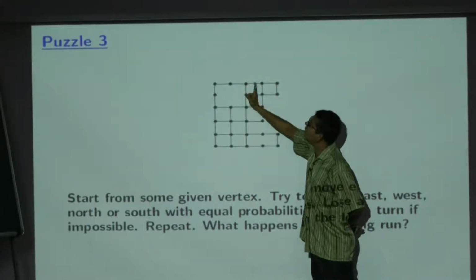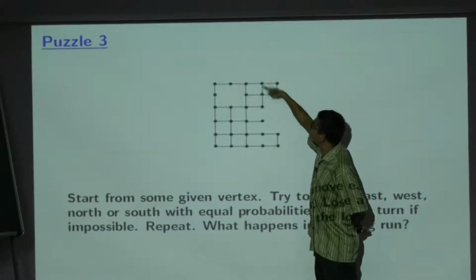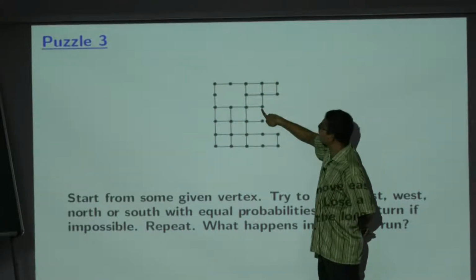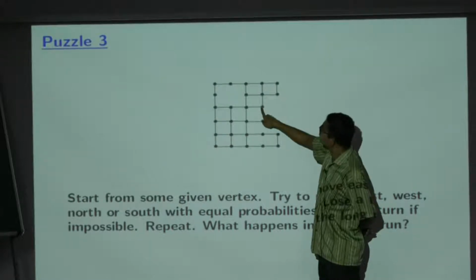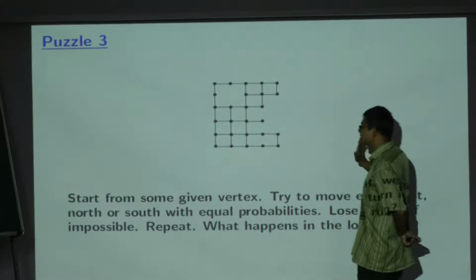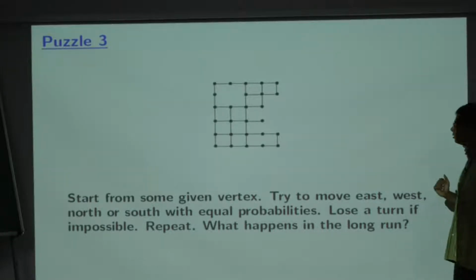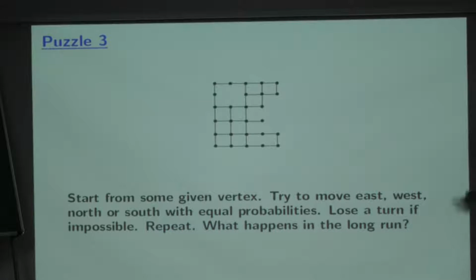Now I get, say, east, and I move in this direction. And then possibly south. I move this direction, south again. If from here I try to move east, I cannot move east. So I remain stuck. So that is the scheme. Try to move east, west, north, or south with equal probabilities, not caring about whether you really can do it, and lose a turn if that is impossible. You cannot follow that chosen direction, and you go on doing it again and again.